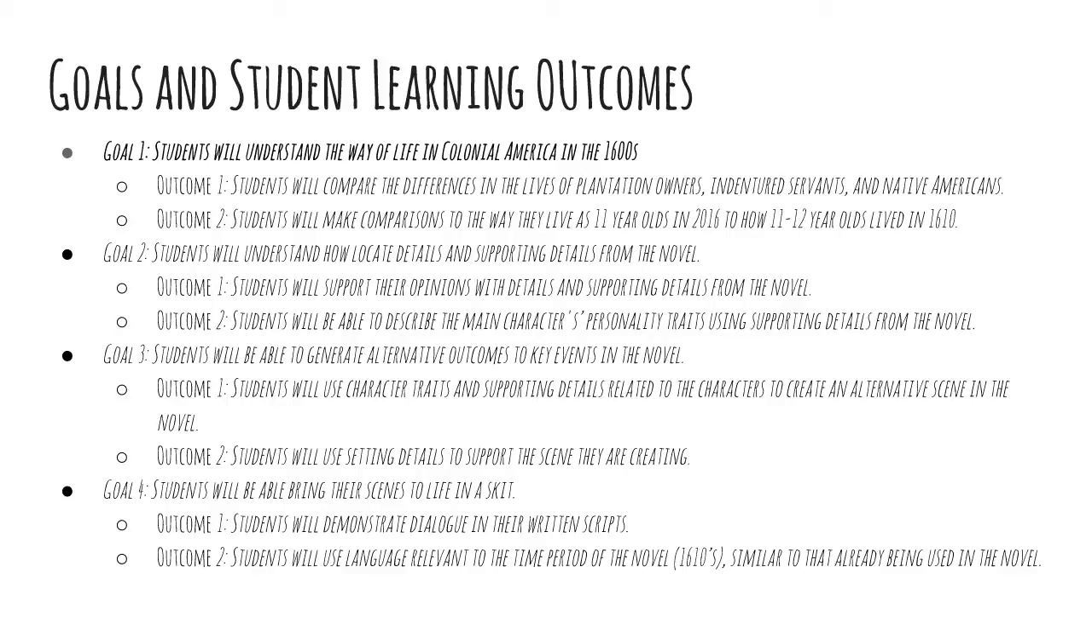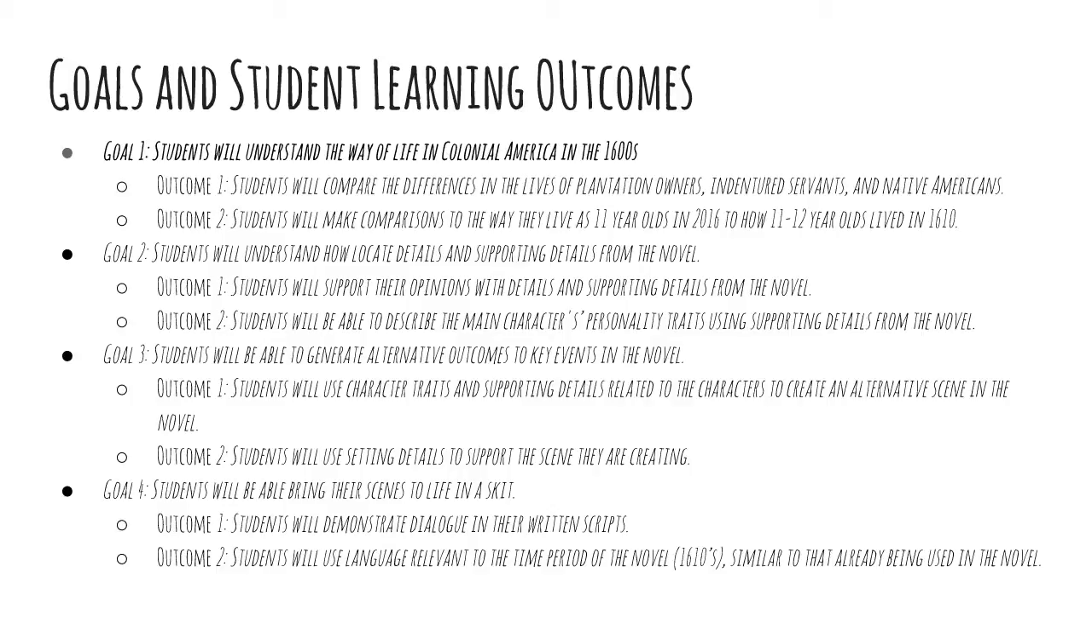Goal number 3 is that students will be able to generate alternative outcomes to key events in the novel. The outcome for that would be that students will be able to use character traits and supporting details related to the characters to create an alternative scene in the novel. Outcome 2 is that students will use setting details to support the scene they are creating.